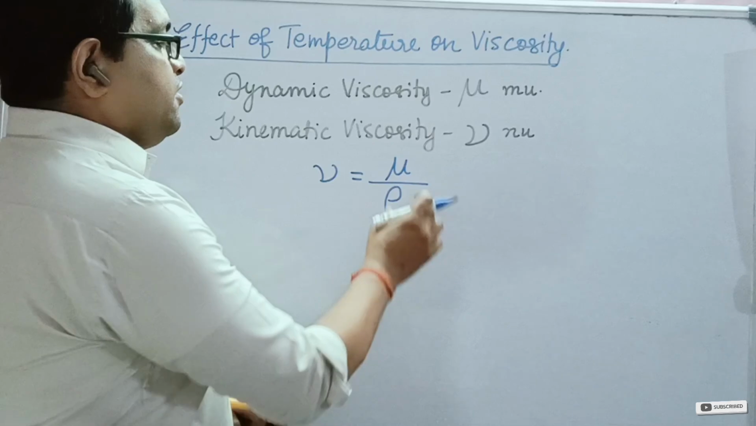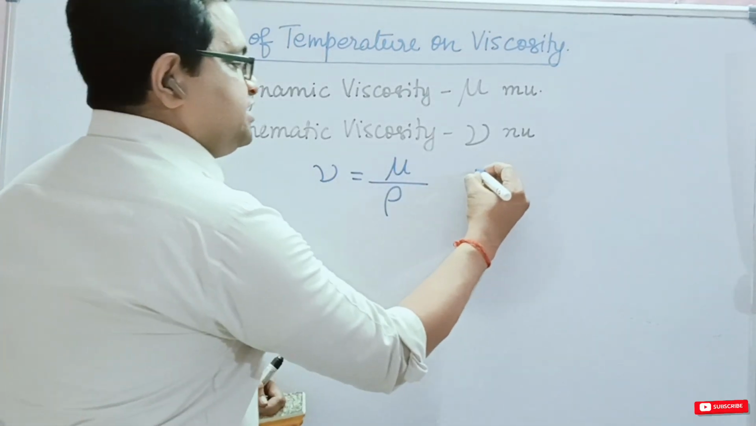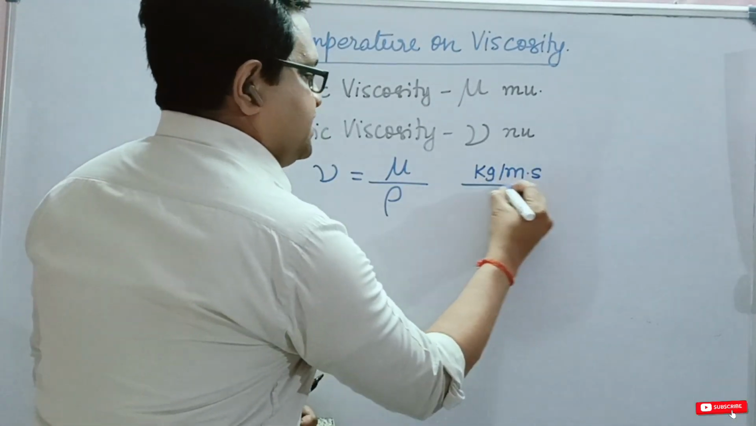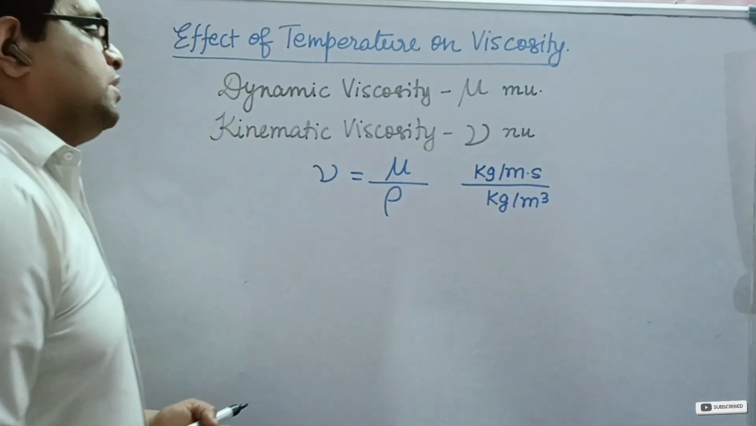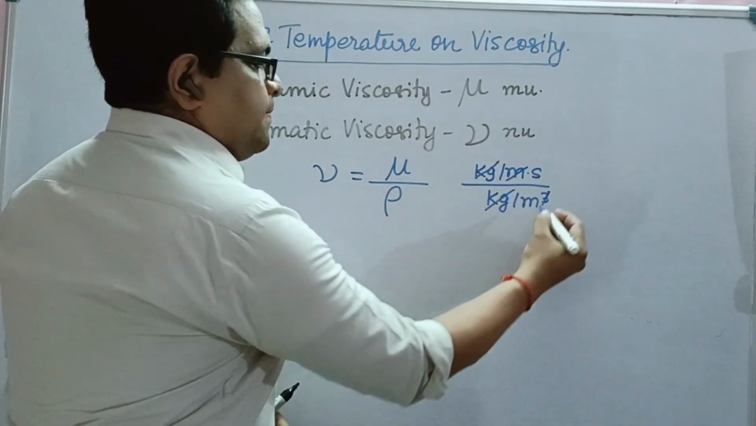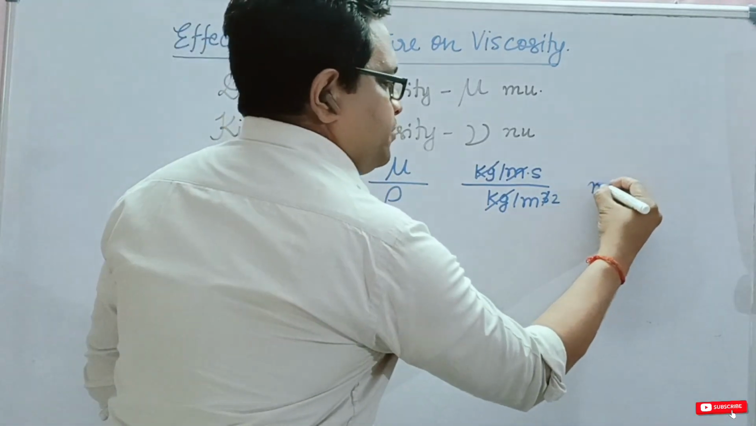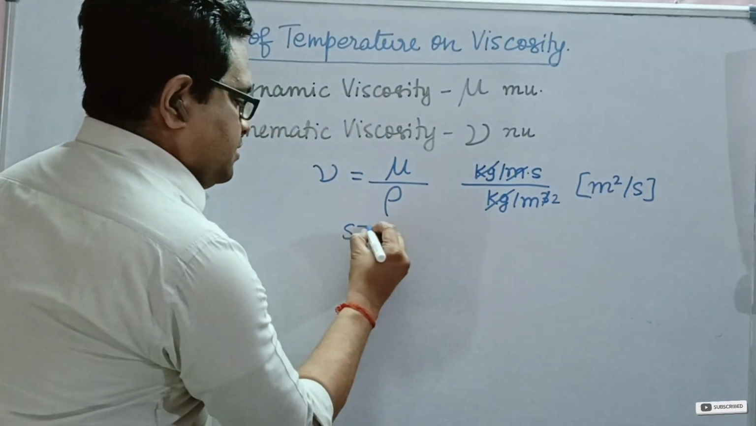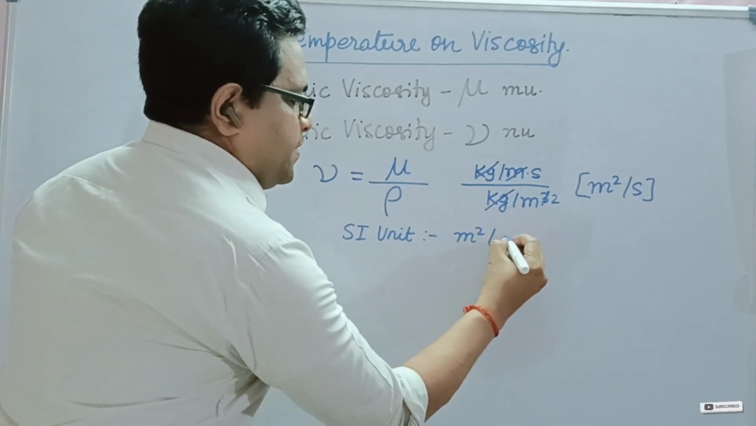Talking about the units, we have the unit for dynamic viscosity as Newton second per meter square or kg per meter second, and for density we have kg per meter cube. So what we get here is the unit for kinematic viscosity. It comes out to be meter square per second. So this is the SI unit of kinematic viscosity, meter square per second.